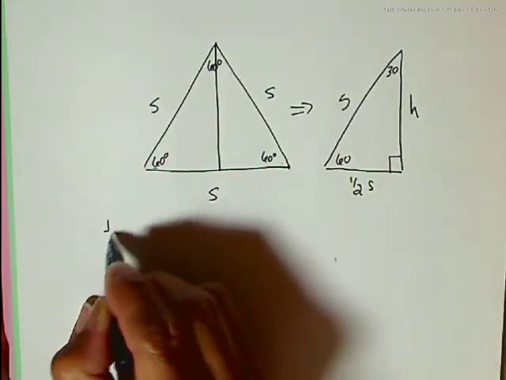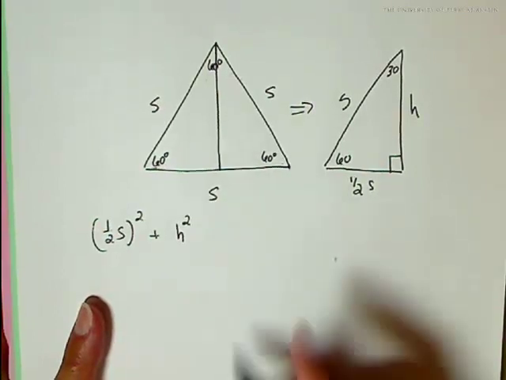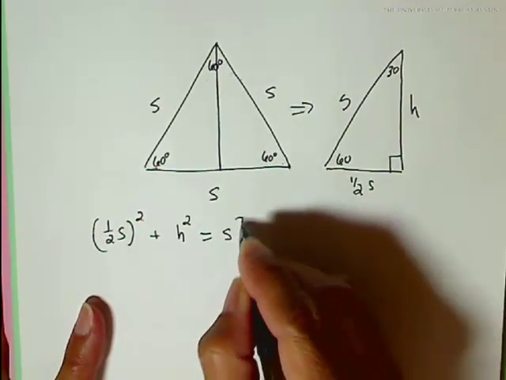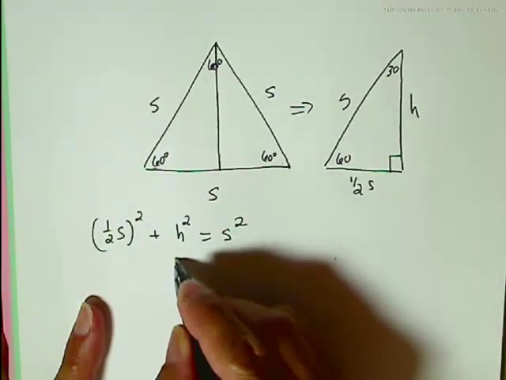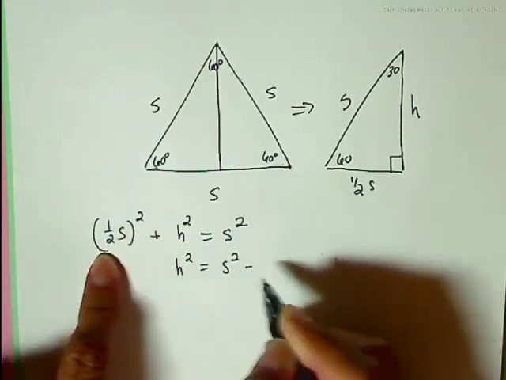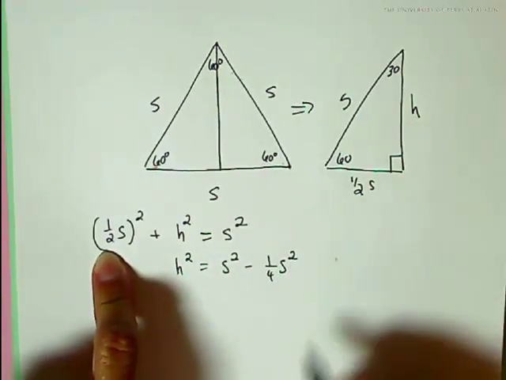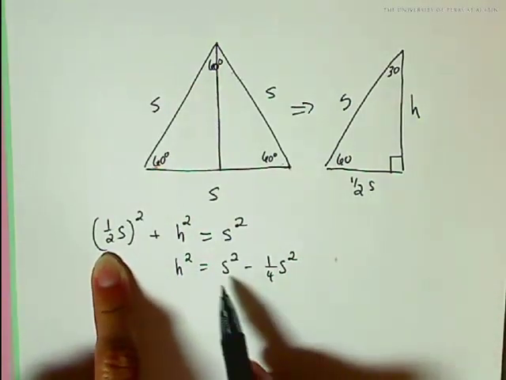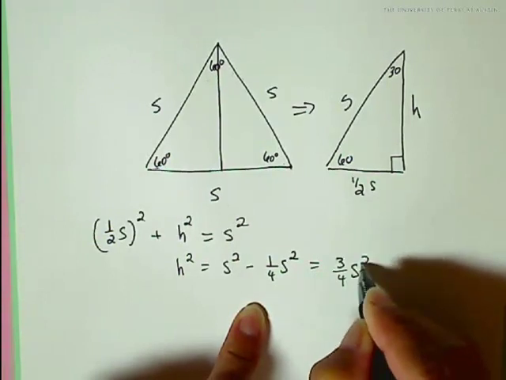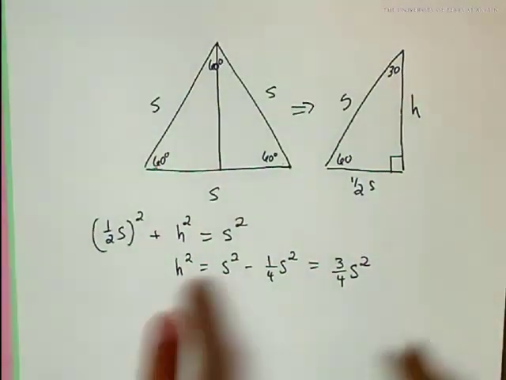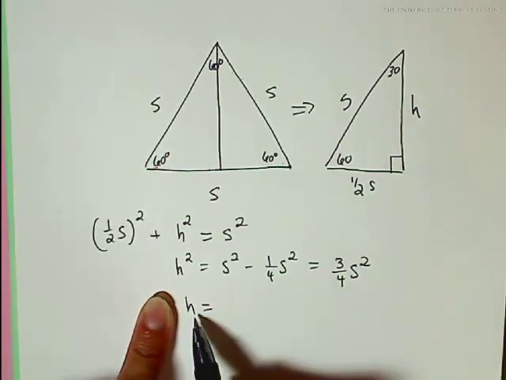So I know that (1/2 s) squared plus this unknown height squared should equal my hypotenuse squared. All right, so I have enough information to solve for h. So h squared equals s squared minus (1/2 s) squared, or minus 1/4 s squared, if I square that whole quantity. So s squared minus 1/4 s squared gives me 3/4 s squared.